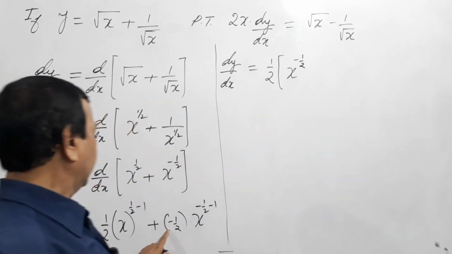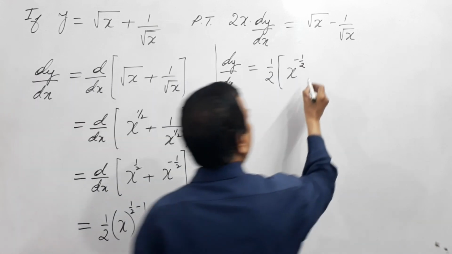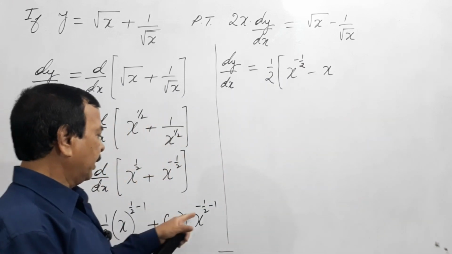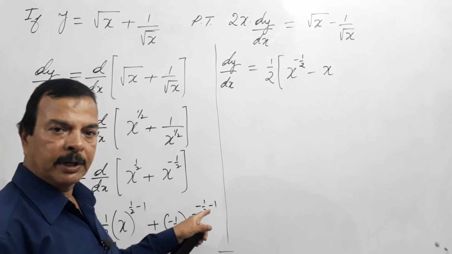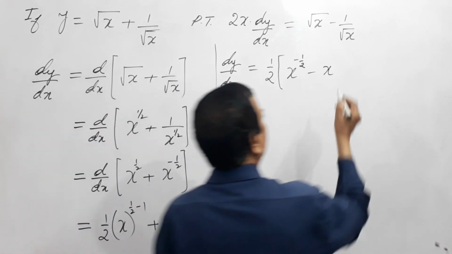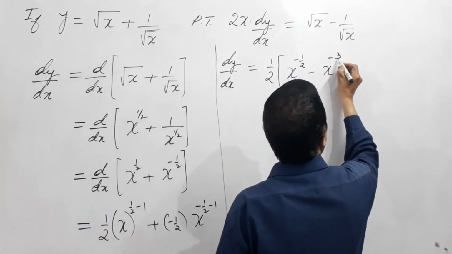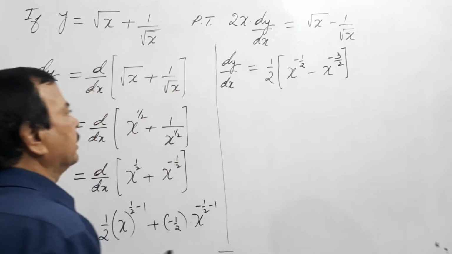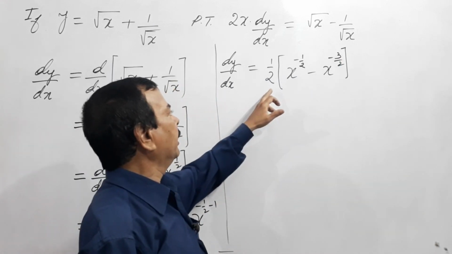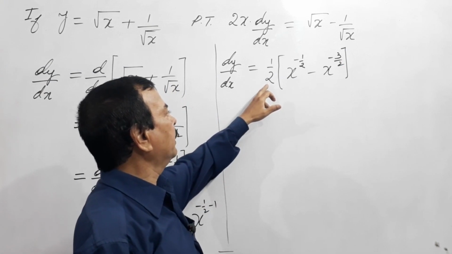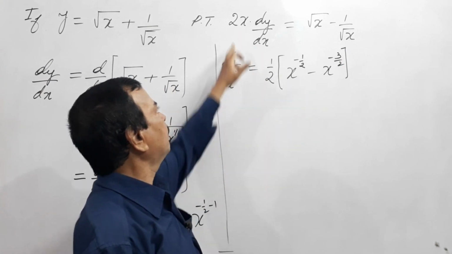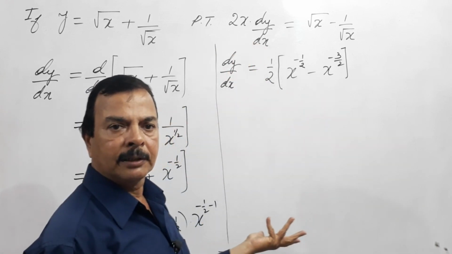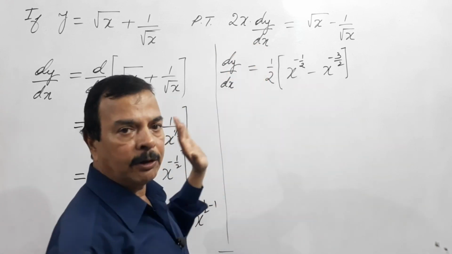So minus into plus minus, x to the power of minus half minus 1 is minus 3 by 2, to the power of minus 3 by 2. Next, you have already got a hint. If you cross multiply, you get 2. Now you want x, so multiply both sides by x. You got the answer. dy by dx you have already got.